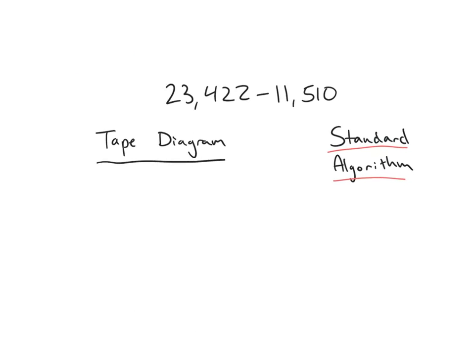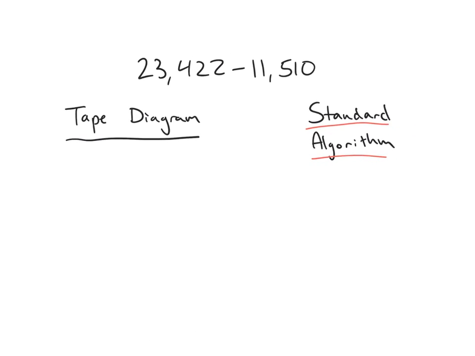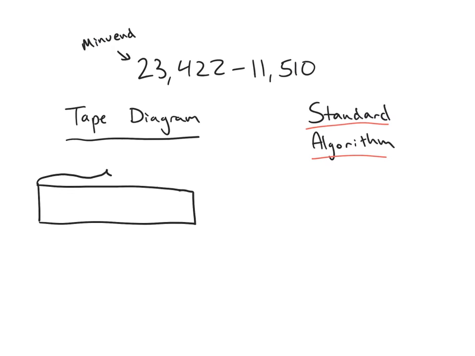For this problem, we're only going to work on using the standard algorithm. So we're going to start the problem the same way as before, drawing a tape diagram that represents the subtraction problem. So I'm going to draw my diagram right here. And I know that my first part of my problem, which if you recall from the previous problem, is called the minuend. The minuend is going to represent the total value of the tape diagram.